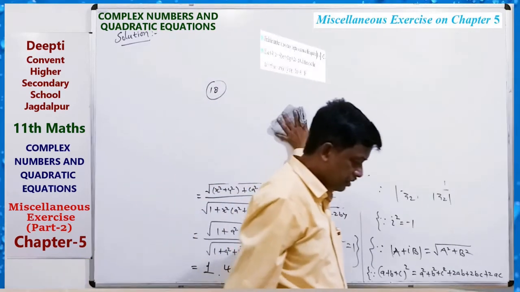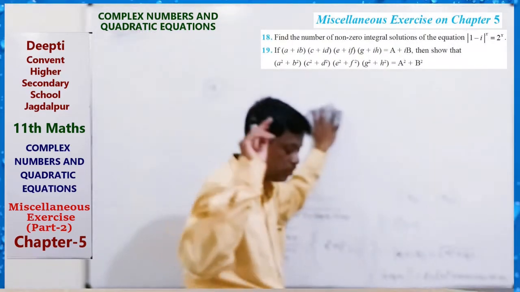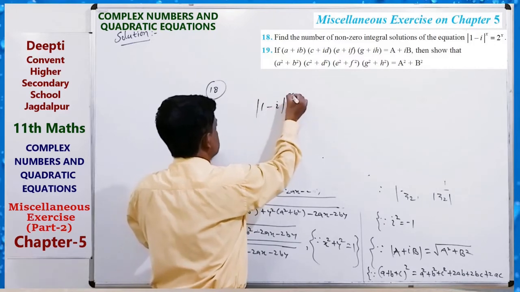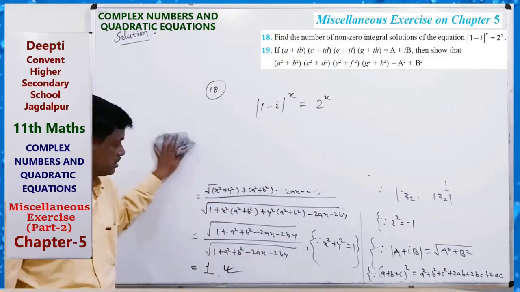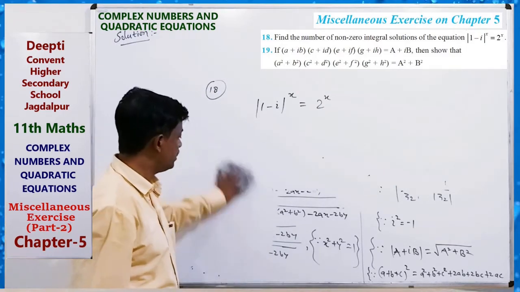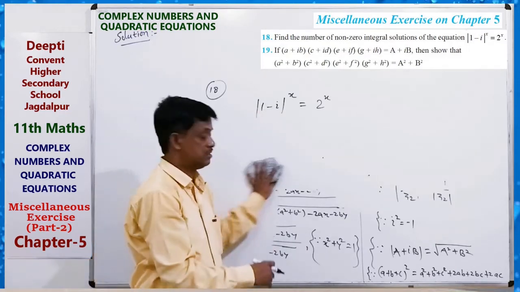18 is what? Find the number of non-zero integral solutions of the equation (1 minus i) to the power x equals 2 to the power x. This is a complex equation, and we want non-zero integral solutions. How many non-zero integral solutions does this equation have? That is the value of x.